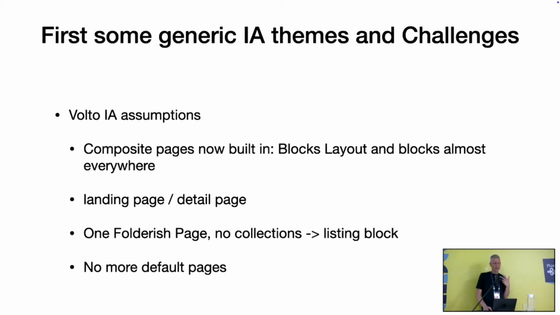First, I want to do very quickly some generic information architecture themes and challenges, because in Volto, we now have composite pages built in. It's not an add-on like we had collective cover, mosaic, collective panels. What didn't we have in the last 20 years? What happens also is that for an editor going into the site, the difference between a landing page and a detail page is now gone. Maybe that's very good, but we notice it messes with the expectations of editors.